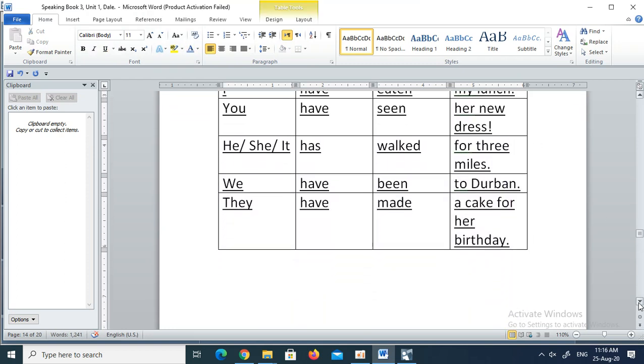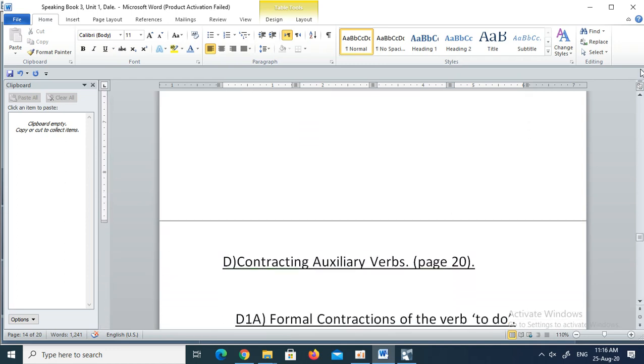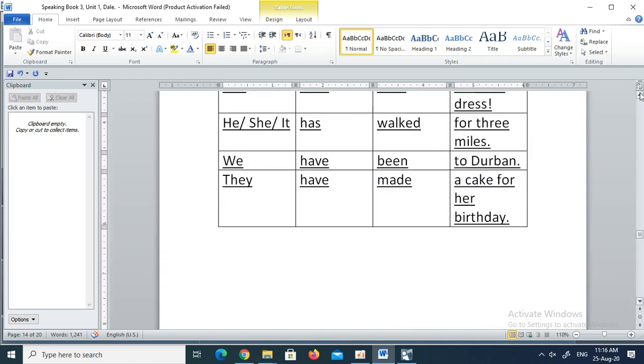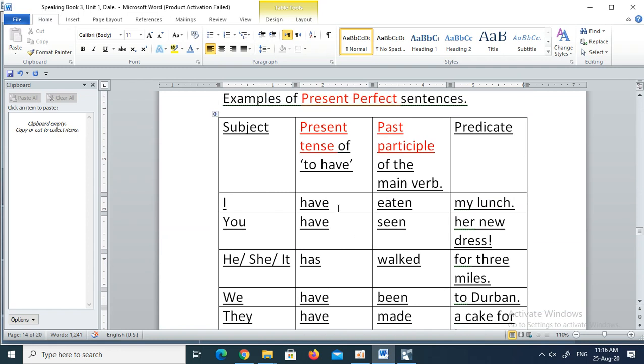Again, it is very easy to make this negative. If you want to make it negative, the positive statement is I have eaten my lunch. I haven't eaten my lunch. If the positive statement is she has walked for 3 miles, you make it negative by stating she hasn't walked for 3 miles.